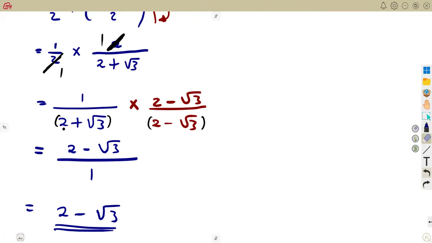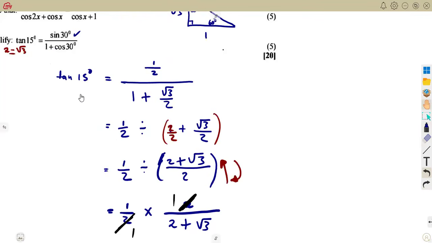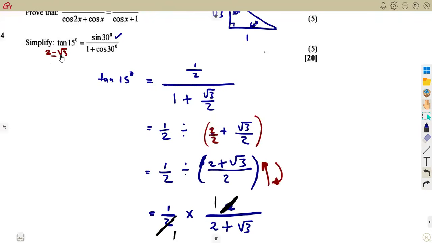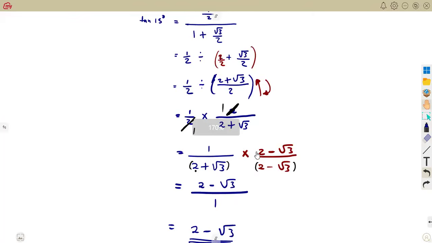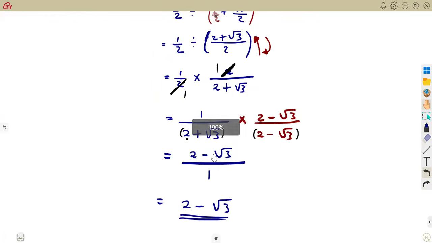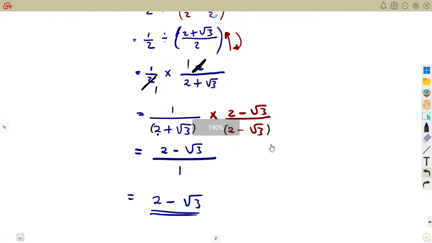Exactly what we saw on our calculator, guys, on the tan 15. It gave us 2 minus square root of 3. It must give us the same thing from this simplification. Only that we are not using the calculator. We are applying the understanding of our sets.